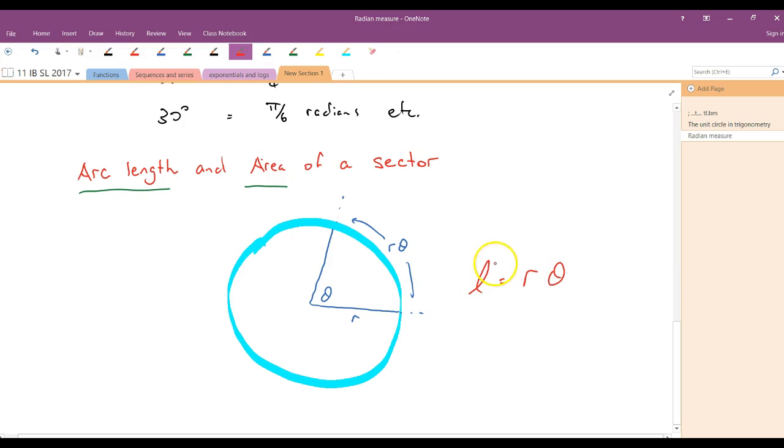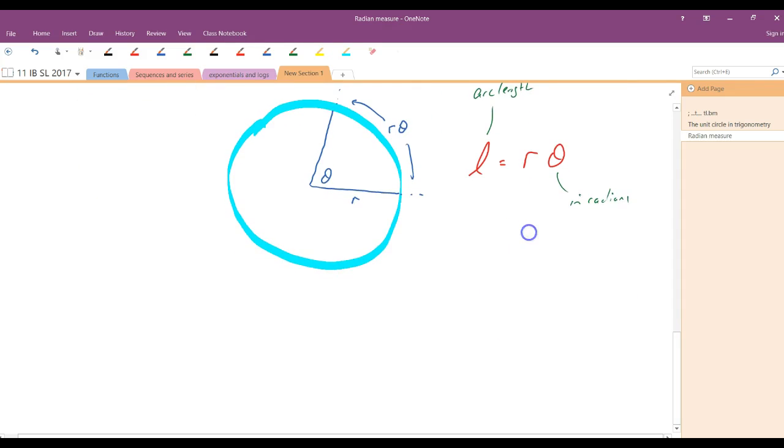It's just l equals r theta. This little l here refers to arc length. You just use the lowercase l, and theta in radians, please. In radians. Righto, so that's it. That's all there is to it.